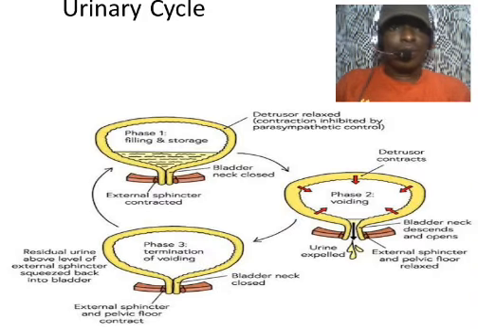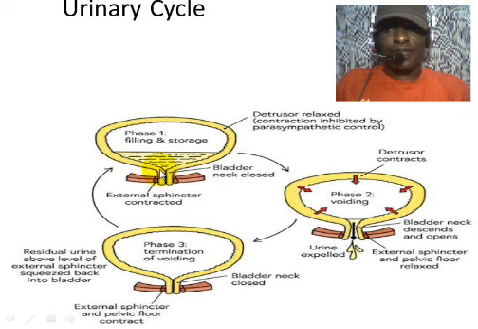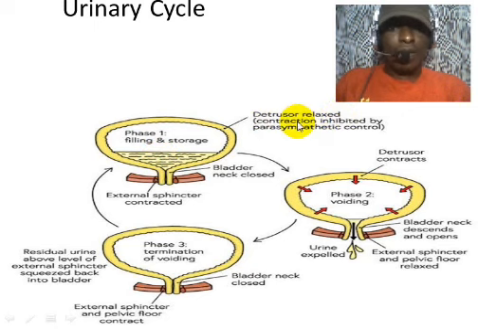The urinary cycle summarizes the process of bladder filling and emptying. In phase 1, there is filling and storage of the urinary bladder. Now, the detrusor muscles are relaxed and the sphincters of the bladder are constricted. These actions are mediated by the sympathetic nervous system. From the diagram, you can see the bladder being filled up with urine. These are the sphincters. They are all closed, both the internal urethral sphincter and the external urethral sphincter.